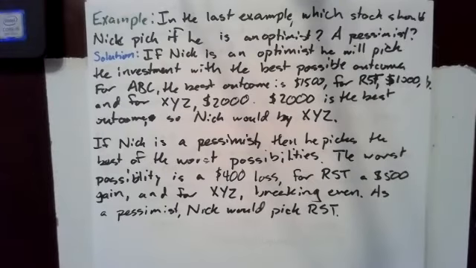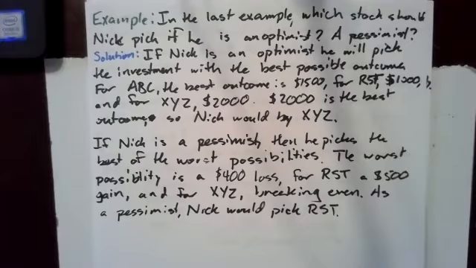If Nick is an optimist, he will pick the investment with the best possible outcome. For ABC, the best outcome is $1,500. For RST, it's $1,000. And for XYZ, it's $2,000. $2,000 is the best outcome, so Nick would buy XYZ, even though it's only a 20% chance that he would actually get those $2,000. He is, in fact, a lot more likely to break even, twice as likely to break even.